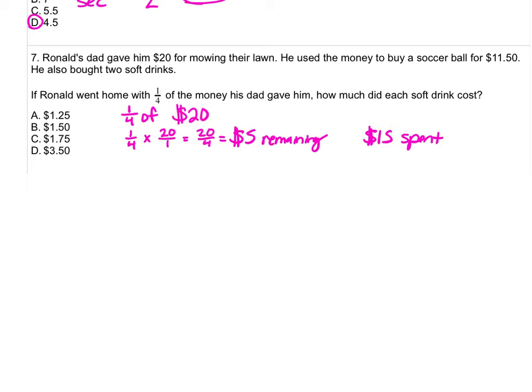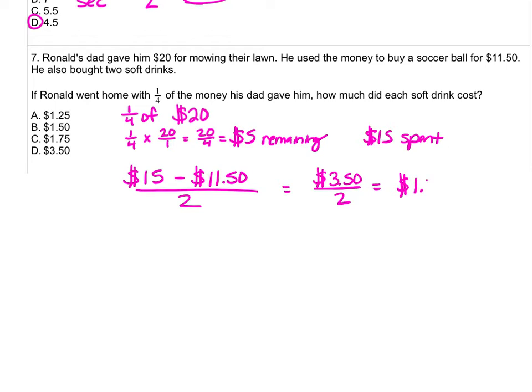So let's go back here and say, of his $15 that he started with, he subtracted $11.50, and then whatever that amount was, it was divided by 2 for the cost of 1 soft drink. So $15 minus $11.50 is $3.50, and that's divided by 2, because it was the cost of 2 soft drinks, which means that each soft drink is $1.75.